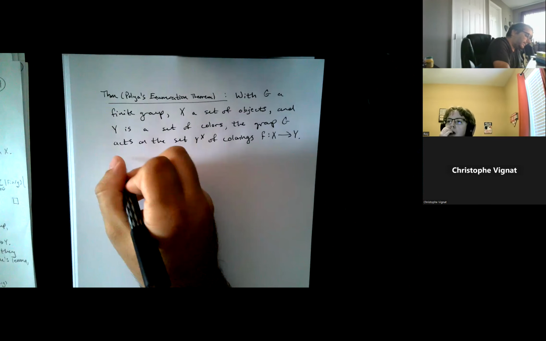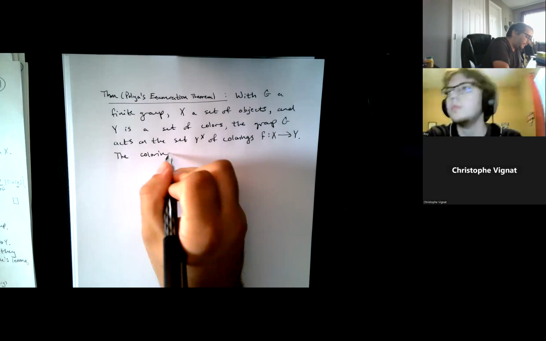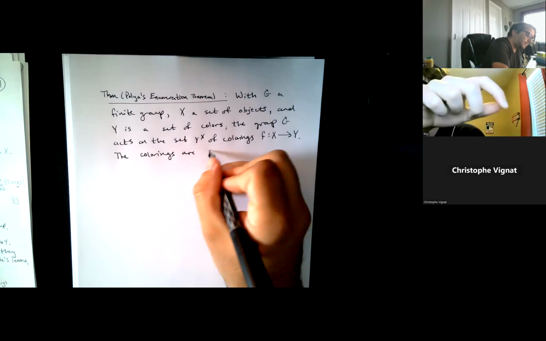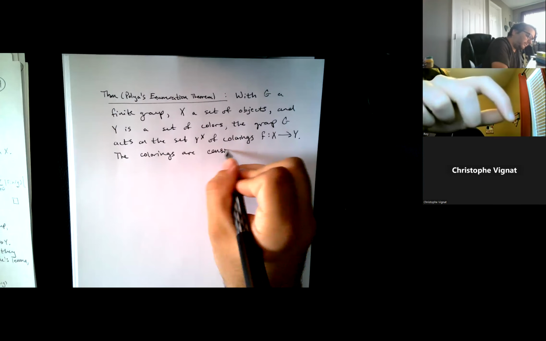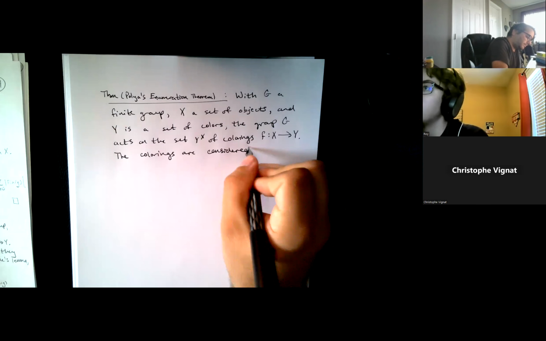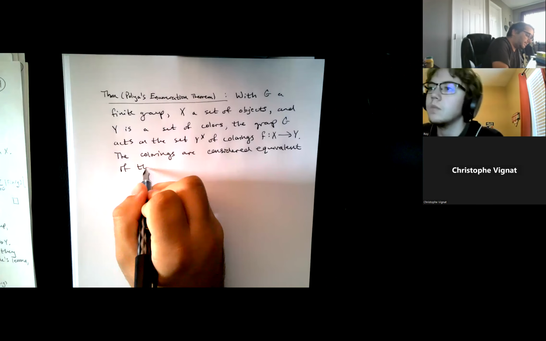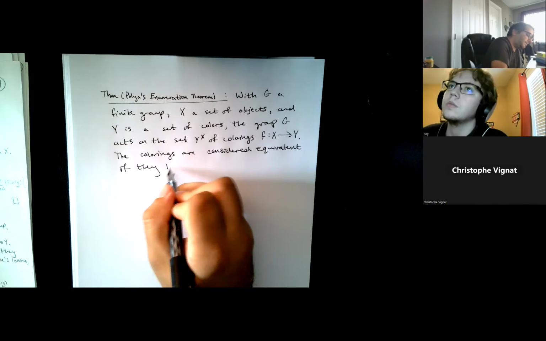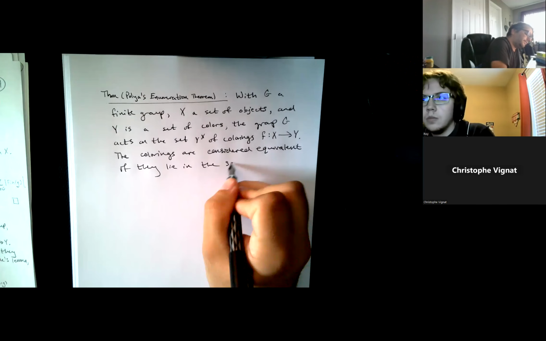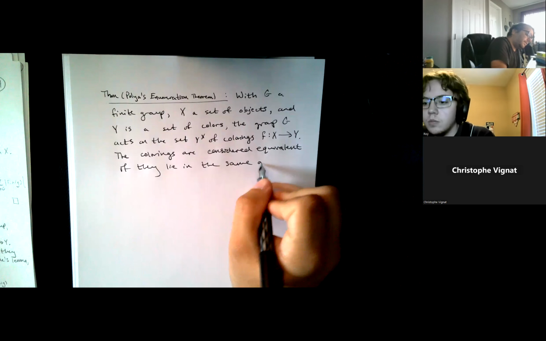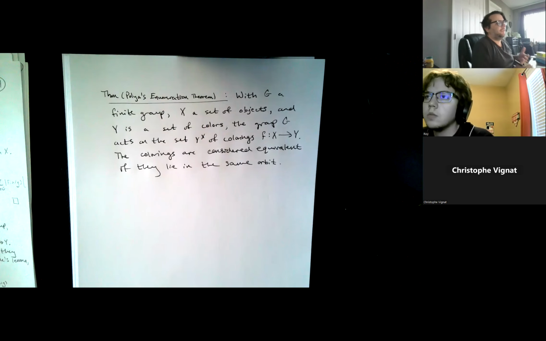So the colorings are considered equivalent if they lie in the same orbit. So think about what that means physically.